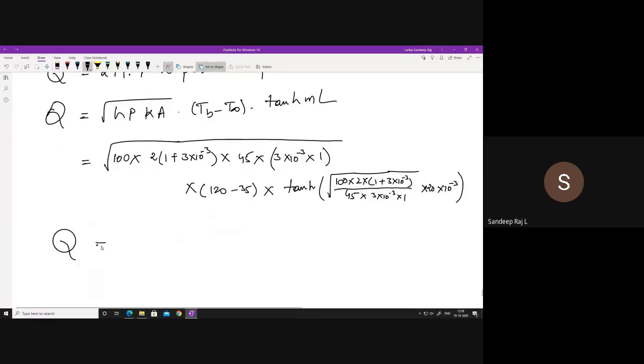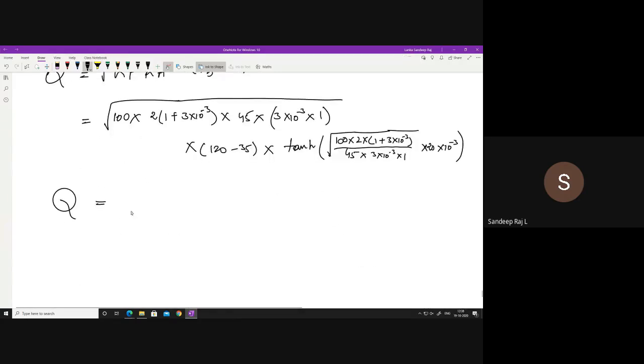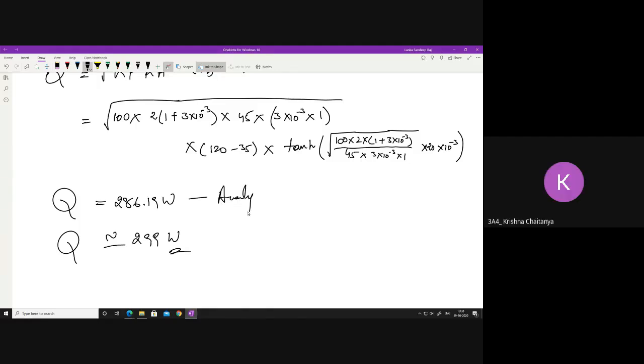Tell me what is this Q value? See, this Q value will be somewhere near to your 299. 286.19 watts. Okay, so this is almost near to 299 watts. So whatever you have found out using the graphical method, and this is analytical, the graphical is giving you a close result. Okay, that is fine enough. That's what I would like to convey by doing this.